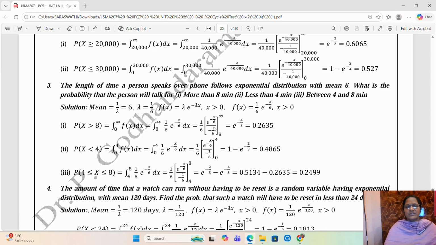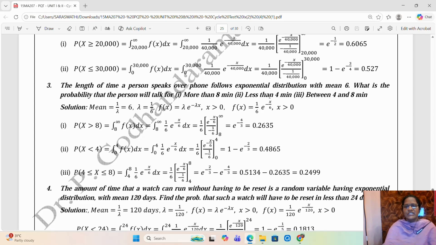After the 1 by 6 gets cancelled, we have minus of e power minus x at x equal to infinity, minus the lower limit x equal to 8. So 0 minus e power minus 8 by 6. Minus 8 by 6 is equal to minus 4 by 3. Already we have the common minus there, so minus into minus is plus e power minus 4 by 3. The calculation of e power minus 4 by 3 is 0.2635.